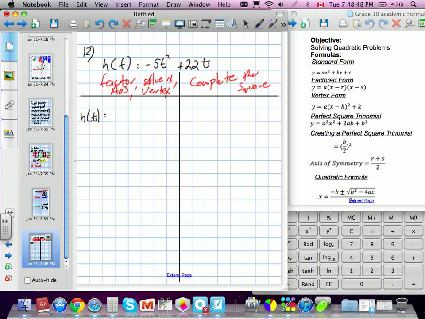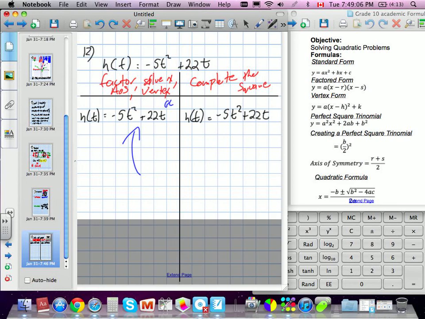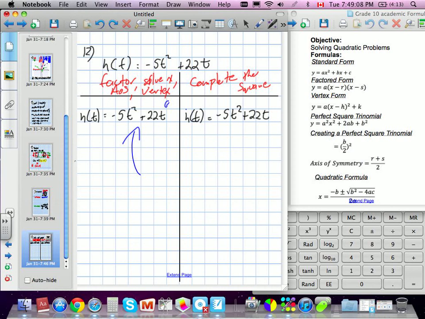Greatest common factor is what we always look for. So GCF, greatest common factor here. Anything I can take out? I can take out a negative, and I can take out t. So we're going to take out negative t. That means I can divide both of these terms by negative t, and we're left with something inside. When I divide the first term by negative t, I get positive 5t. When I divide this by negative t, I get minus 22. So there's my factor form.